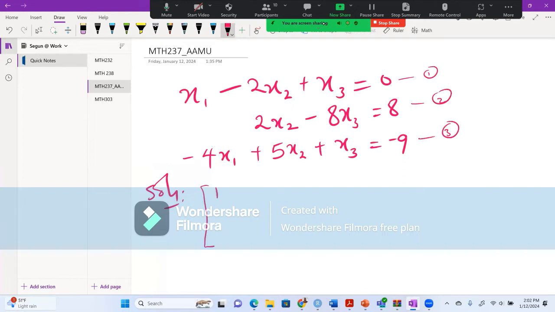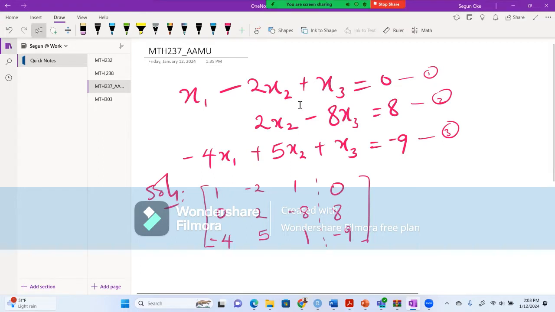The first equation, we have 1, negative 2, 1. We are writing the augmented matrix. Then everything equals 0. The second equation is 0, 2, negative 8, 8. Then the third one is negative 4, 5, 1, and negative 9. I believe we can all see the board.